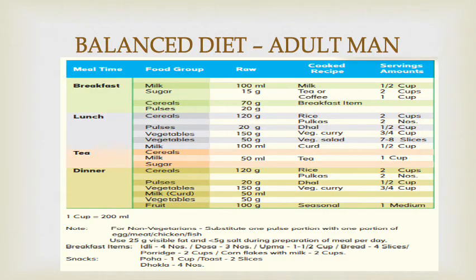Here is an example of a balanced diet for an adult man. His mealtime consists of breakfast, lunch, tea, and dinner. The food groups for breakfast are milk, sugar, cereal, and pulses. For lunch it is cereal, pulses, vegetables, and milk. For tea it's cereal, milk, and sugar. For dinner it is cereal, pulses, vegetables, milk in the form of curd, and fruit.